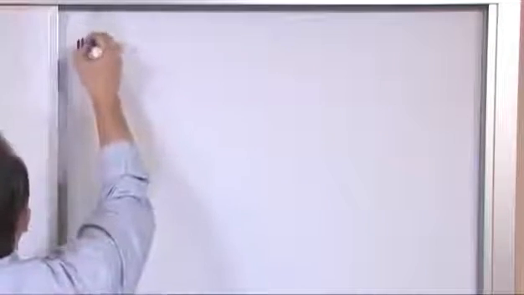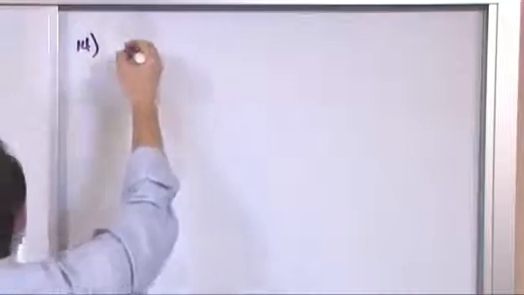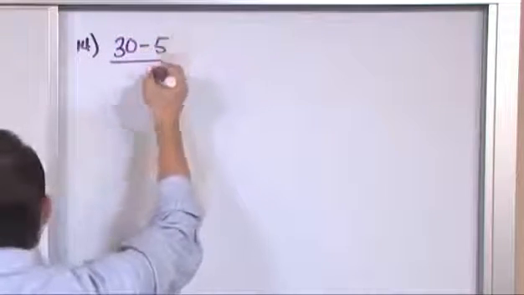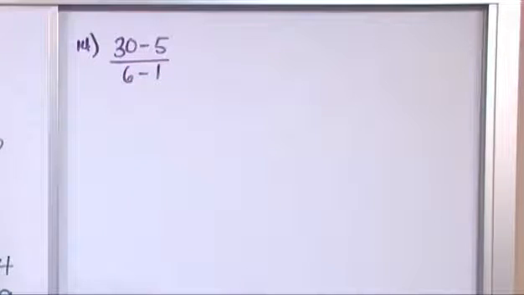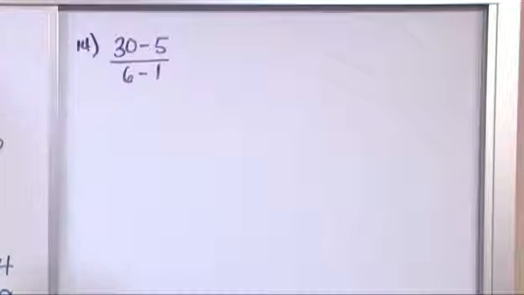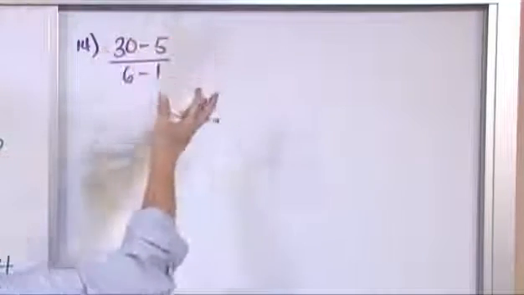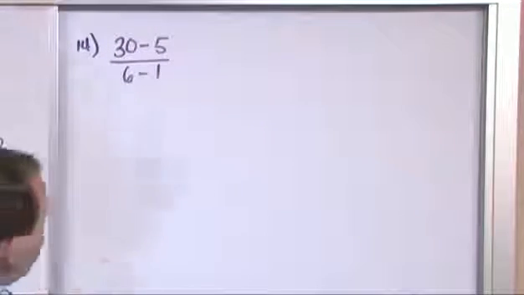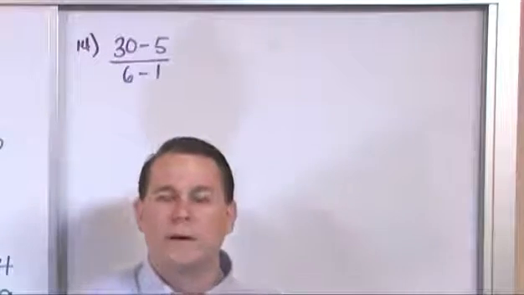Let's say number 14. What if you had 30 minus 5 divided by 6 minus 1? So here you have a big fat fraction, which, if you remember, a fraction, this giant fraction is really a giant division sign, but you have something on the top that has some subtraction to it and something on the bottom. Now, I could have put this, and some books do, as an order of operation.